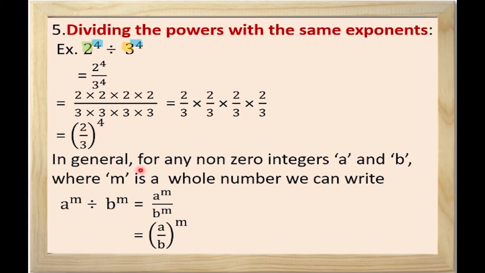So in general, for any non-zero integers a and b, where m is a whole number, we can write a raised to the power of m divided by b raised to the power of m is equal to a raised to the power of m by b raised to the power of m. This is equal to a by b, the whole thing raised to the power of m. Did you all understand children?